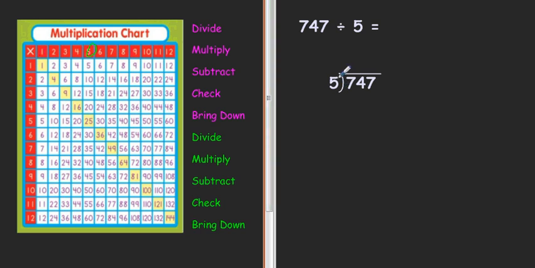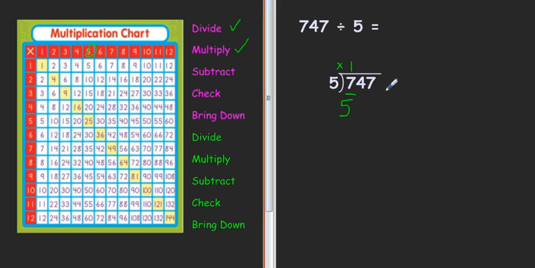All right, so first thing we're going to do is divide. And we're going to look at the first number. Is 7 divisible by 5? Yes, it is. So how many times will 5 go into 7? One time. So I'm going to put this here. So 7 divided by 5 is 1. So now I multiply. 1 times 5 is 5.